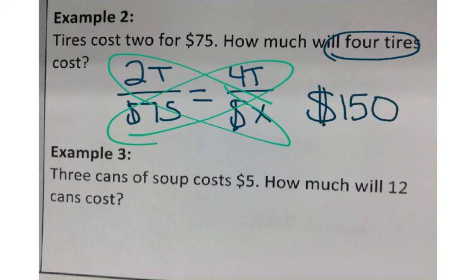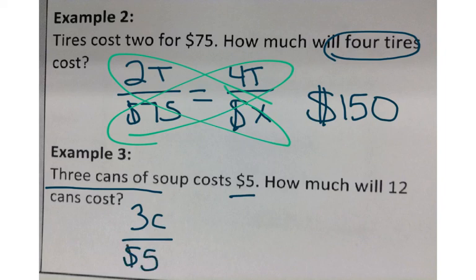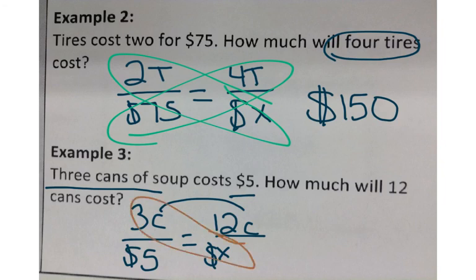When I do that and solve, I get that 4 tires cost $150. The last example is 3 cans of soup cost $5. So I can get 3 cans for $5. How much will 12 cans cost? I know they will proportionally be the same, so I want 12 cans on the numerator, as on the other side of the ratio, over X dollars. When I cross multiply, I'm solving for my variable of dollars, and when I solve it, I get $20.